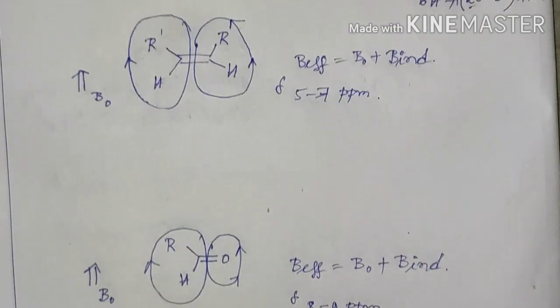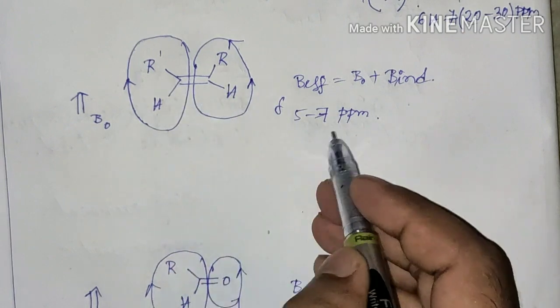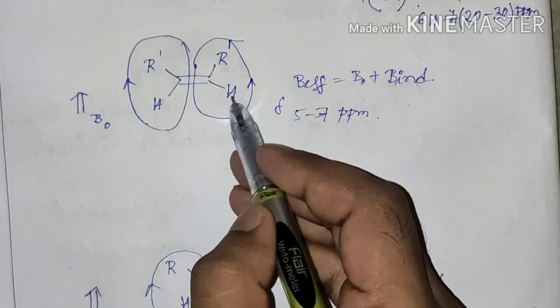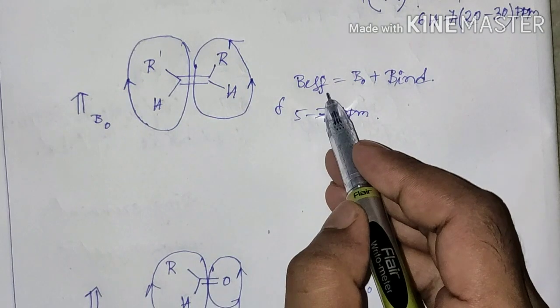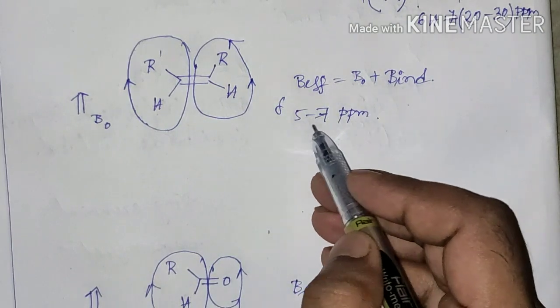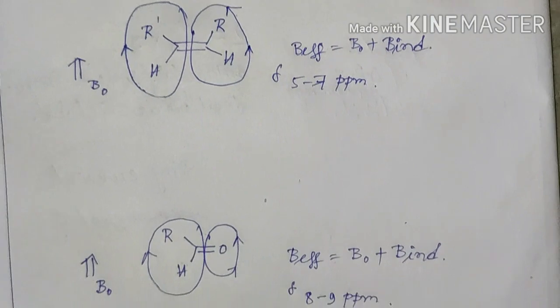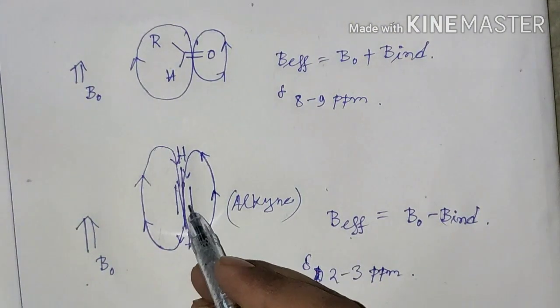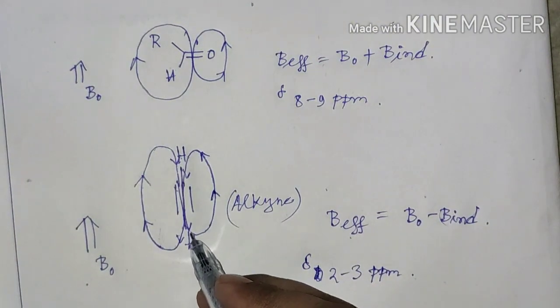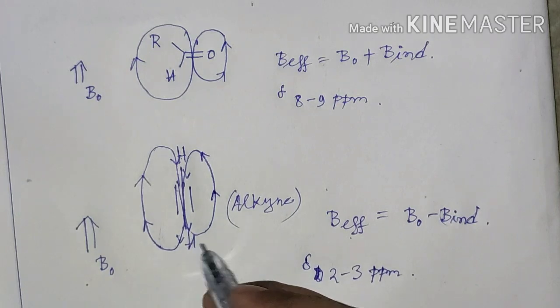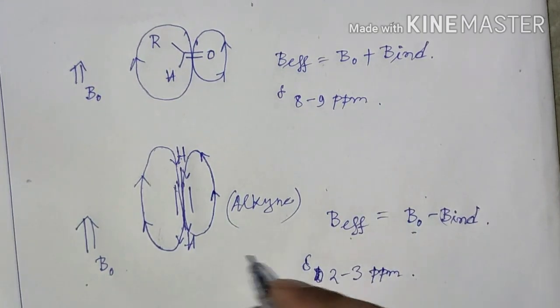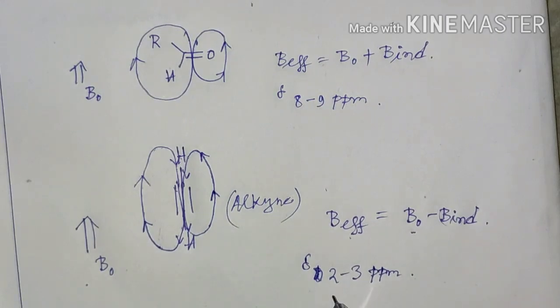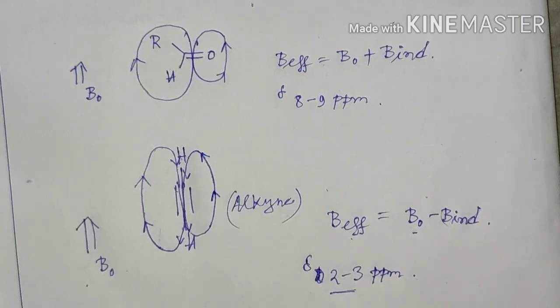As you can see, for alkene proton they are downfield, since the outer protons will feel greater effective magnetic field and they will resonate at higher frequency. But in case of alkyne proton, since the magnetic field experienced by this proton is less than the applied magnetic field, they will be upfield and resonate at a lower value than the alkene case. It is 2 to 3 ppm.